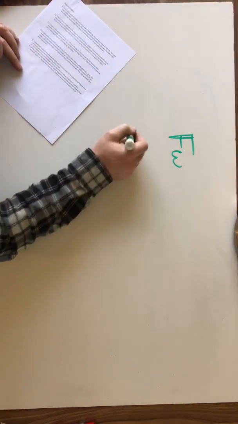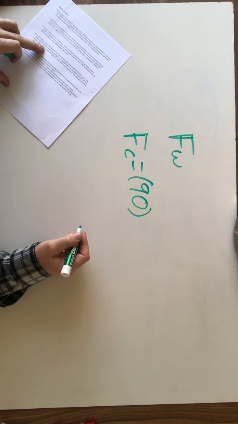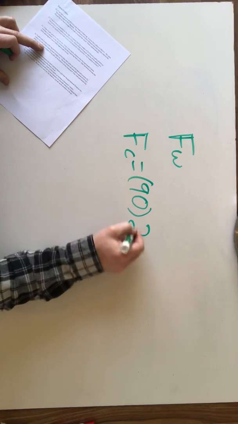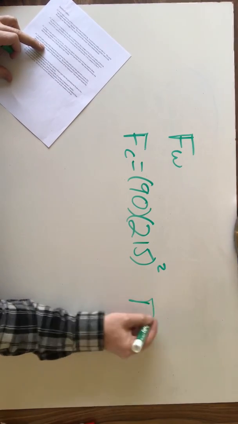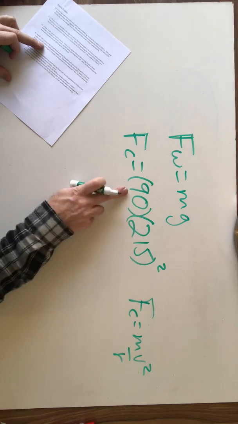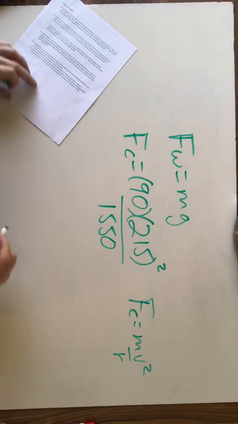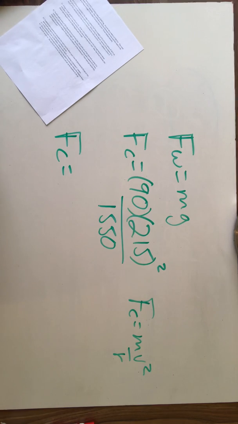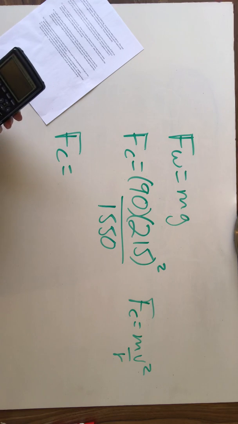If you compare the weight of the pilot to the G forces on the pilot, so let's go ahead and do that. 90 kilograms, and the pilot pulls out going 215 meters per second. Remember, this is our F_C equation: F_C equals mv squared over r. Our weight equation is mg. So mv squared over r, with r being 1,550 meters. So the force applied to the pilot is 215 times 215 times 90 divided by 1550.